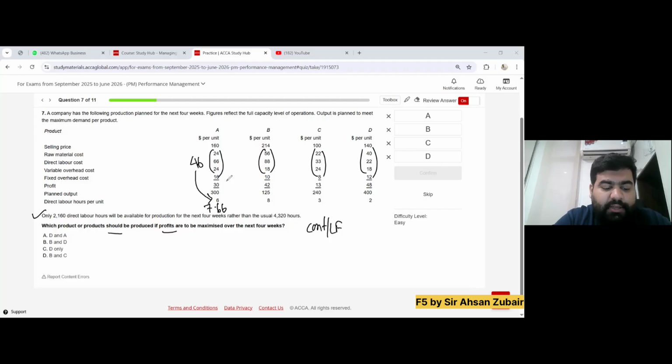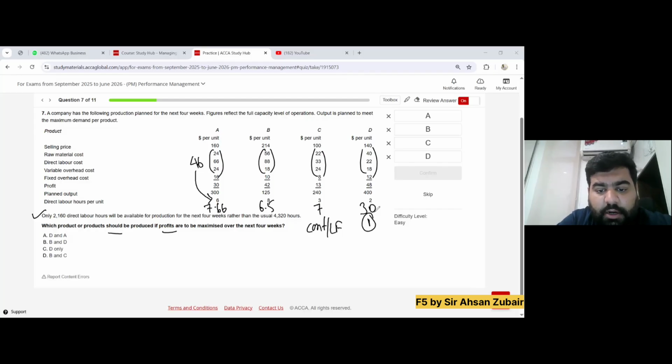Next, 214 minus 56 minus 88 minus 18, this contribution per limiting factor will be 6.5. Okay, 100 minus 22 minus 33 minus 24, 21 is the contribution divided by 3, it will be 7. After that, if you see 140 minus 40 minus 22 minus 18, 60 divided by 2, it's 30. Now the thing is that according to the ranking, number one is this one.